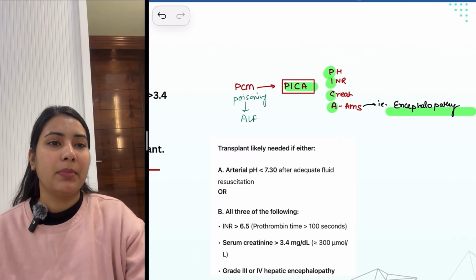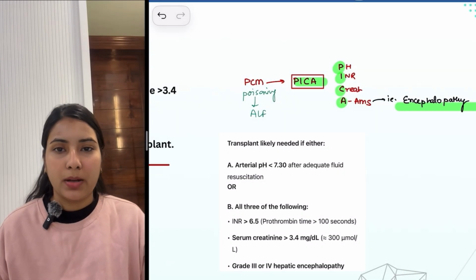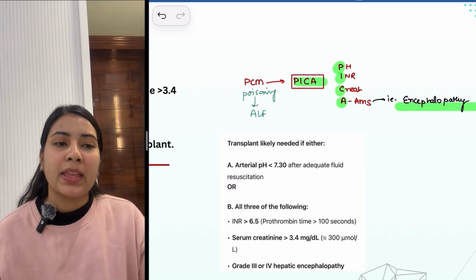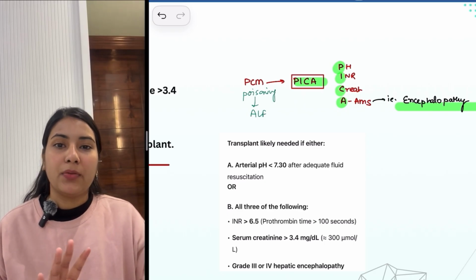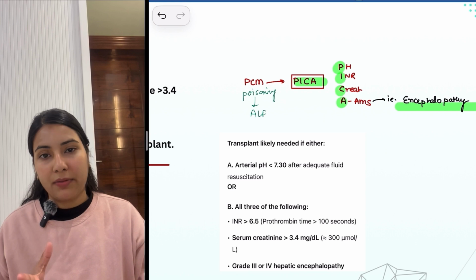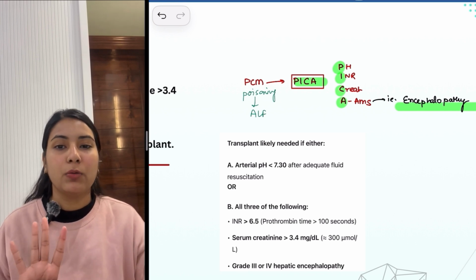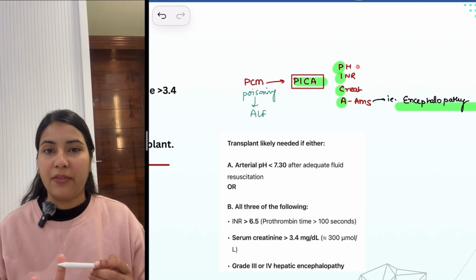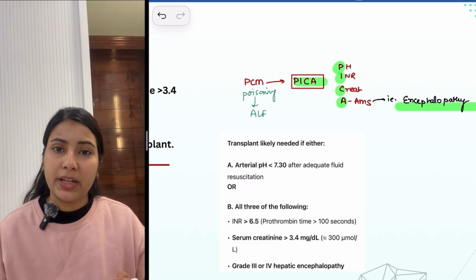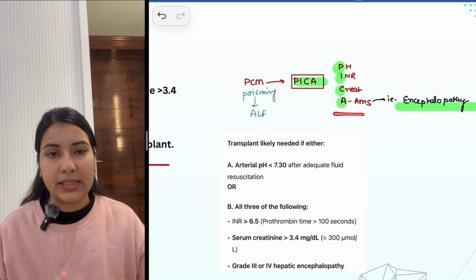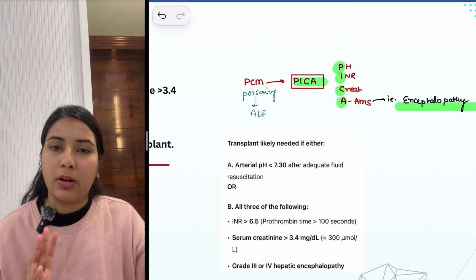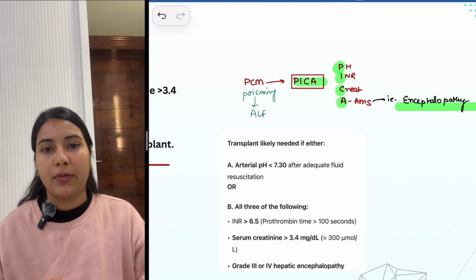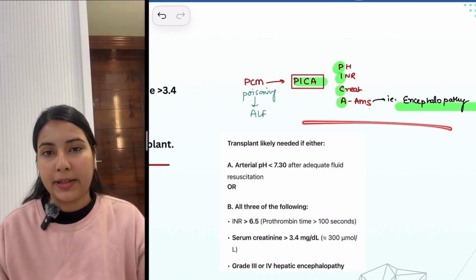We can remember this as, so in the case of PCM induced poisoning, that is acetaminophen induced acute liver failure, if it requires the need for liver transplant, we have the King's College criteria. So it includes 4 things. PICA we will remember, that is P for pH, I for INR, C for creatinine level, and A for altered mental sensorium, or we will remember altered mental sensorium, that implies encephalopathy. So these are the criteria which are required for acetaminophen induced acute liver failure, right?